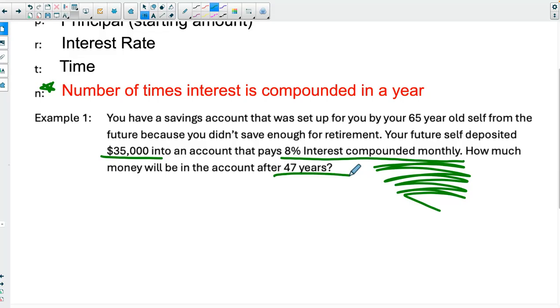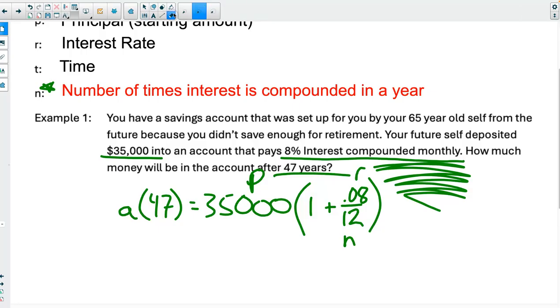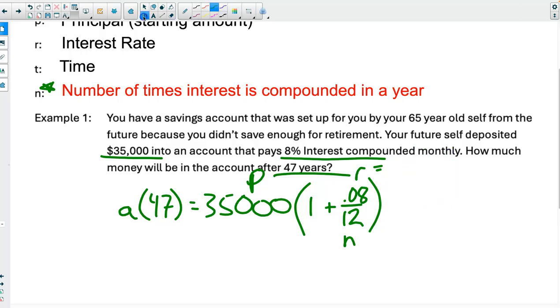First things first is your principal. And so I'm going to say A of 47 because that's how many years I'm looking at. T is the same regardless of where it's at. So I'm going to have 35,000. Then in parentheses, I'm going to have 1 plus, what is 8% as a decimal? 0.08. And how many months are in a year? 12. So that means I'm going to do 0.08, which is R. This is P. And I'm going to divide it by 12. So that's N. And then up top, I'm going to have N times T, which is going to be 12 times 47.